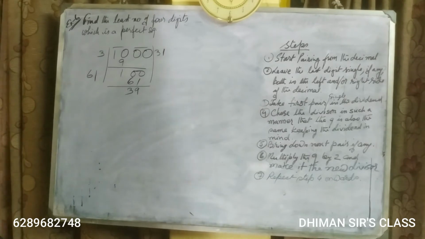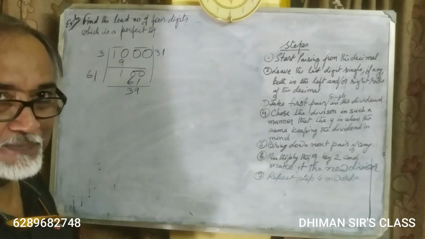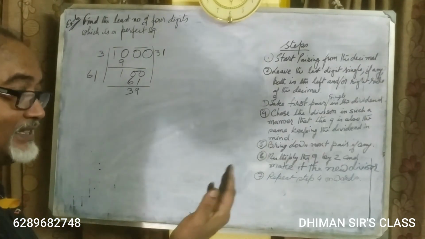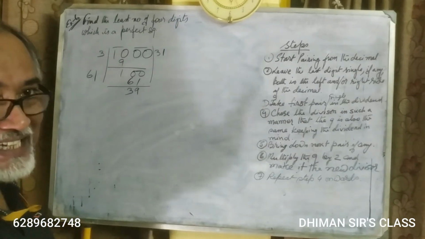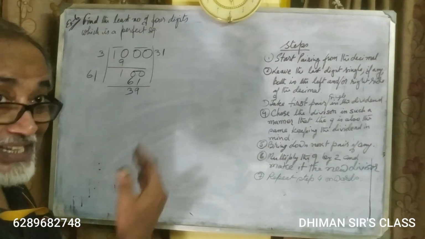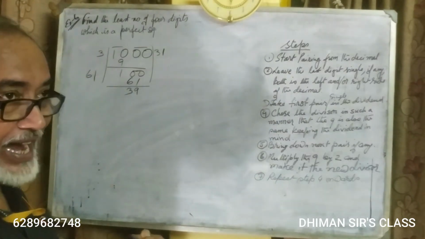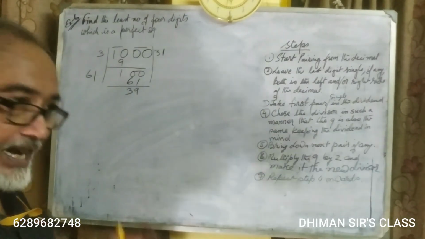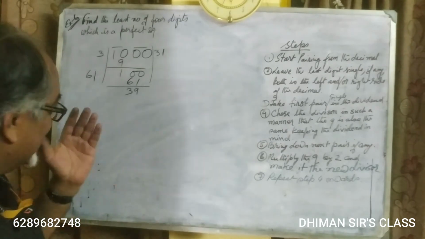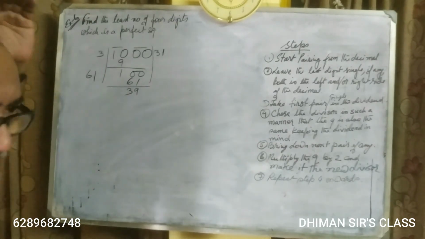Yes, in the previous example, it was correct. Why? Because in the previous example, we were asked about 6 digits, the largest 6 digits. If we subtract also from 999999, whatever we are getting is 6 digits only. But here, if we subtract 39, forget it.